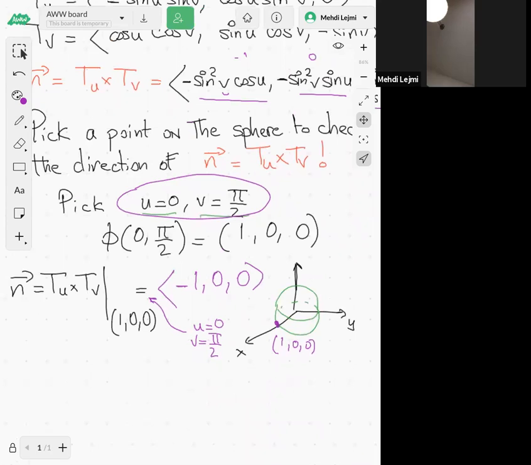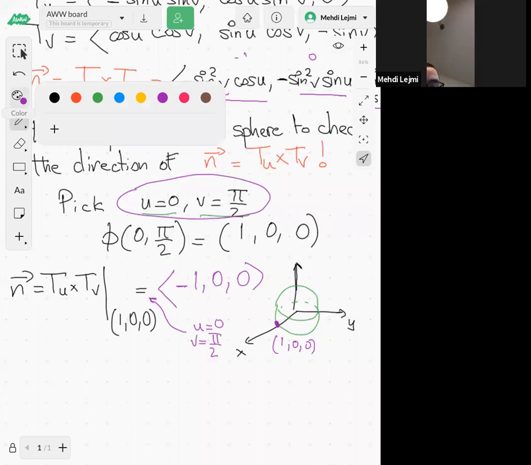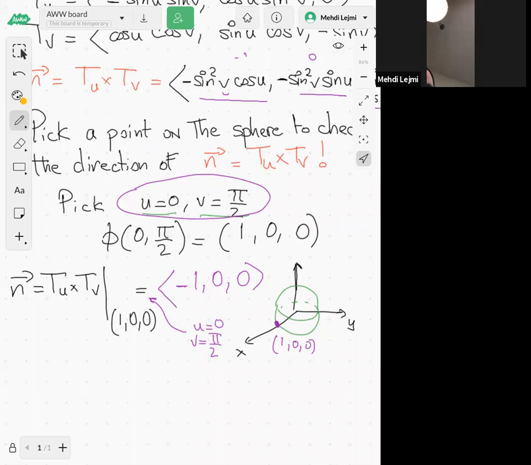Now, here's my point. That's my initial point. It's the point (1,0,0), and you're gonna draw the vector (-1,0,0) starting from the point (1,0,0). So it's gonna be in this direction, right? If your initial point is (1,0,0), then this would be the vector (-1,0,0). So that's my normal vector n at the point (1,0,0). It's -1, so it goes in the opposite direction, right?